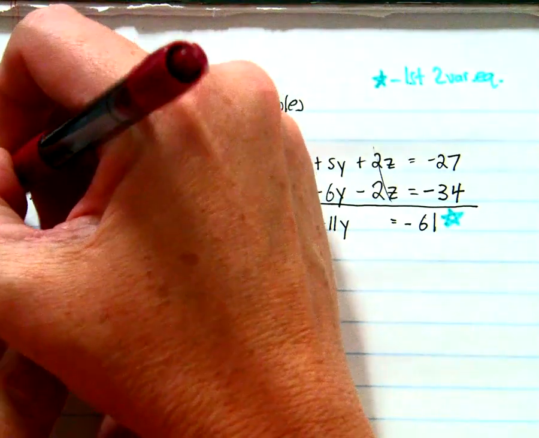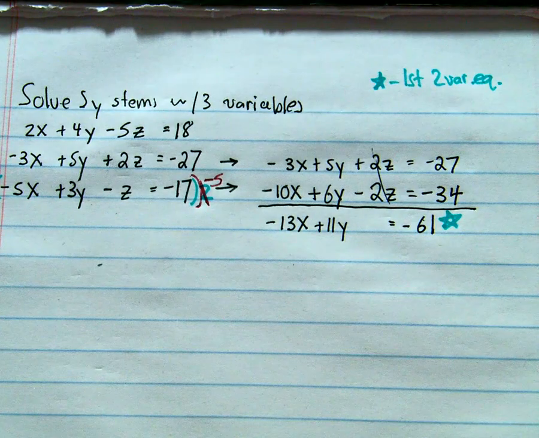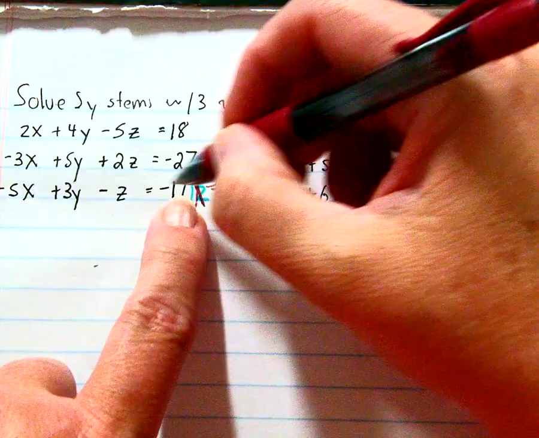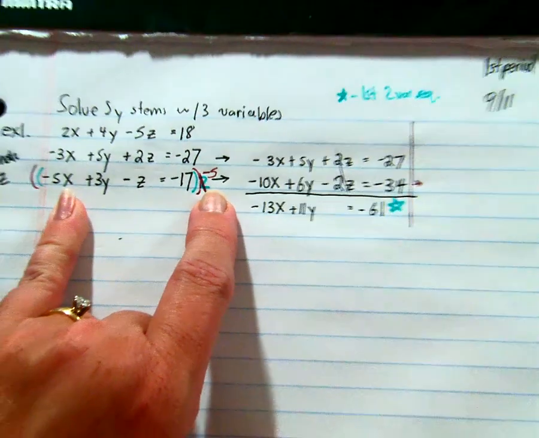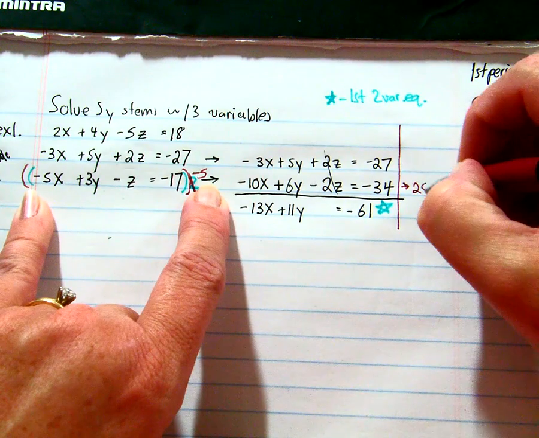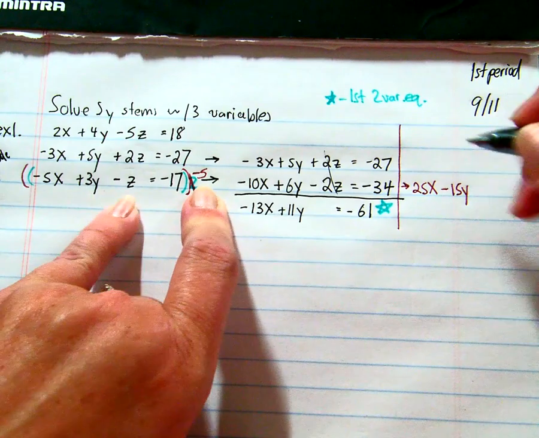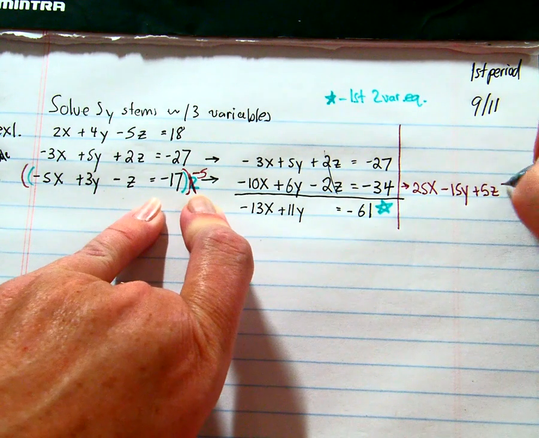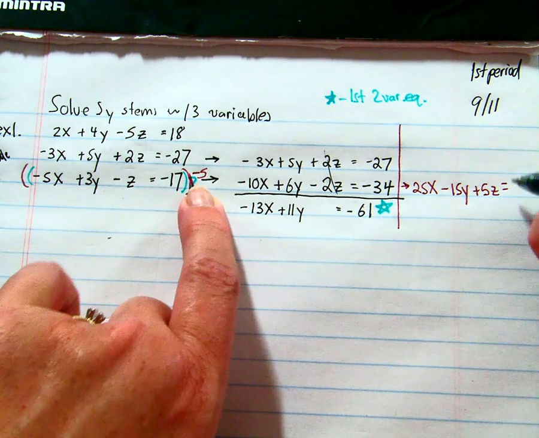Now I'm going to take this equation and multiply it times negative 5. I'm going to do it way over here to the side. I'm going to draw myself a little line right here, and I'm going to do it over here. Multiplying this equation times negative 5. You with me on what we're doing? All right, so let's multiply it. We get 25x minus 15y plus 5z equals, 17 times 5. 85? Positive 85.